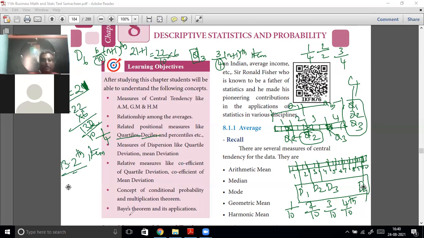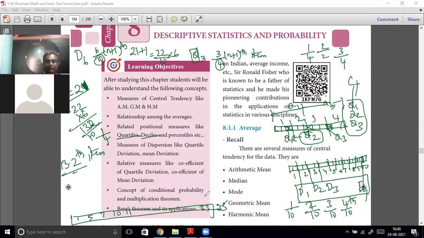Okay. So what that means is there is a row of 20 items. You have 1, 5, 7, 10, 11, whatever you have, 33, 35, like that. 20 items are there. Let's say 21 items. You want D6. Then what do you have to do?